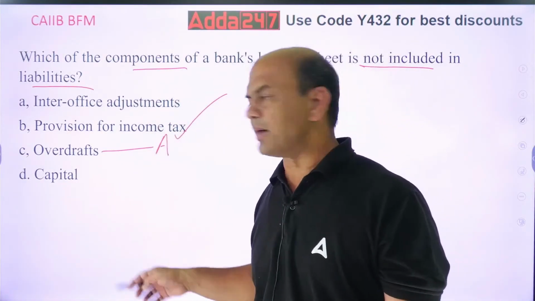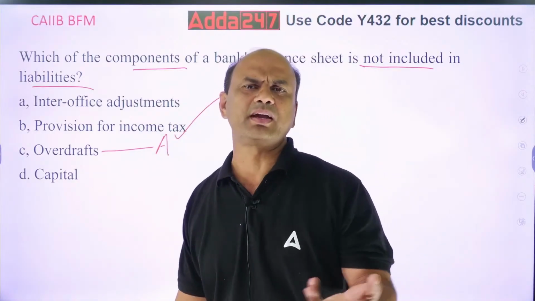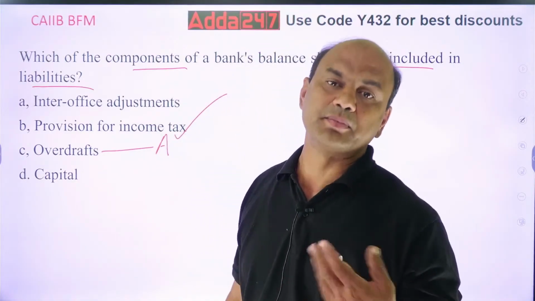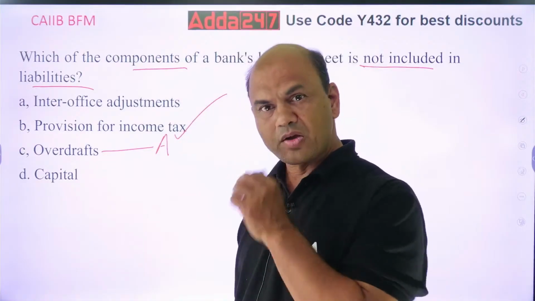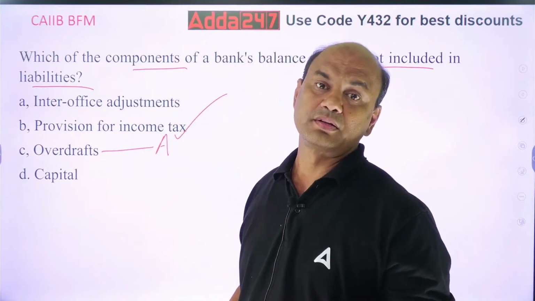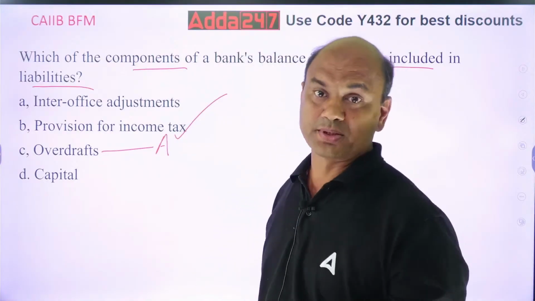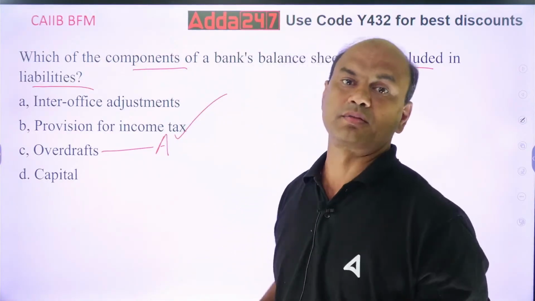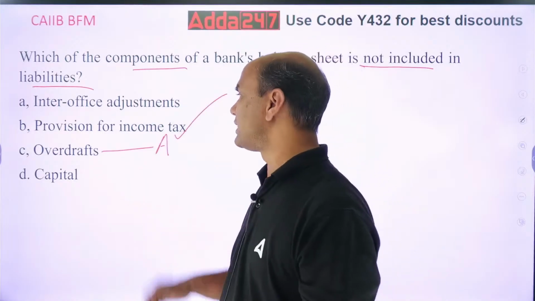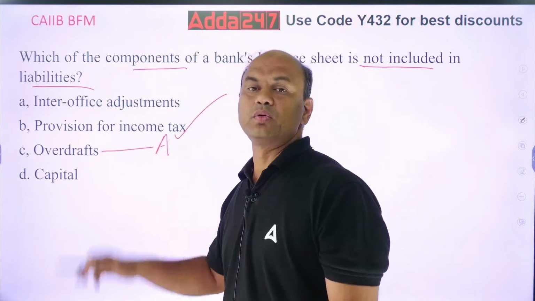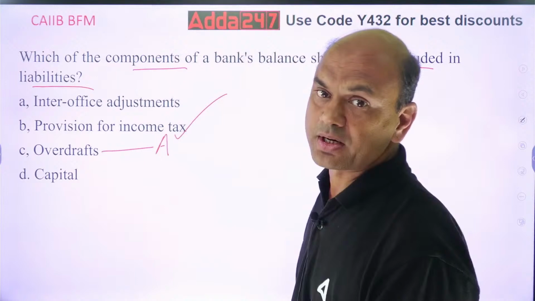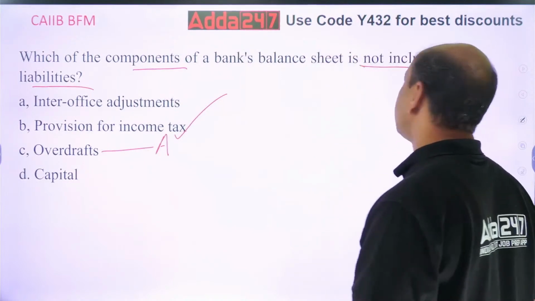Remaining all will be. Capital is also a liability. Why is capital a liability? Capital is a liability of the owner, means of the business towards the owner. So the business has to give the money to the owner. Okay, that is liability. So the answer is OD, overdraft, because this is the part of your asset, not the liability.